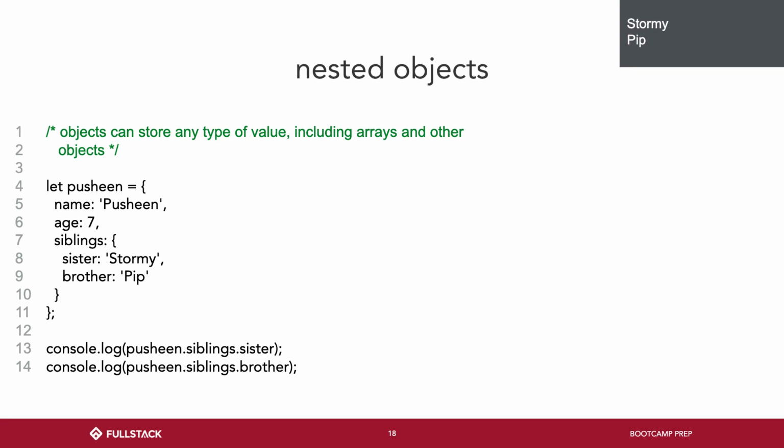And if you skip a step, like Pusheen.sister, Pusheen.sister just gives you undefined because there is no key inside of Pusheen called sister, right? The sister key lives inside of the value of the key siblings, okay? Like if you had an array with one array inside of it, and that inner array had 5 things, if you did the outer array at index 5, you would get undefined, right? You have to go into that inner array.